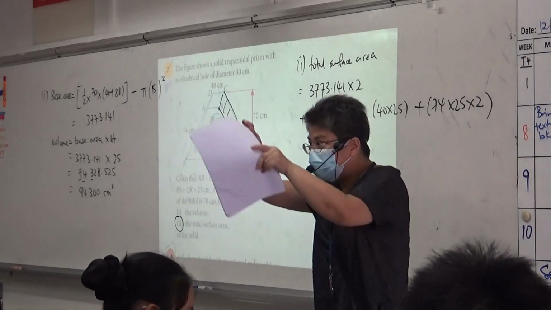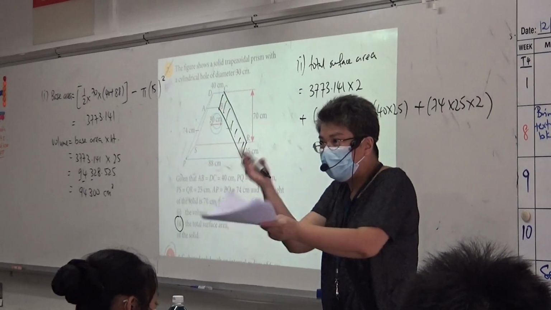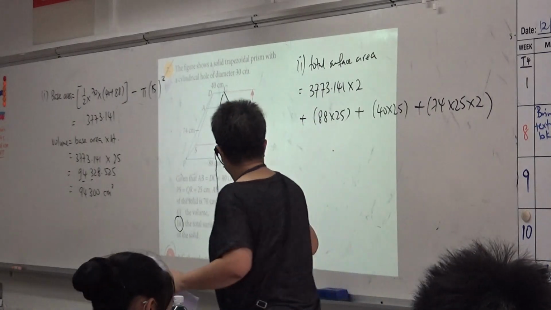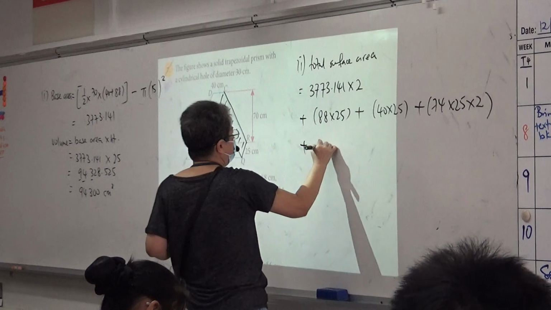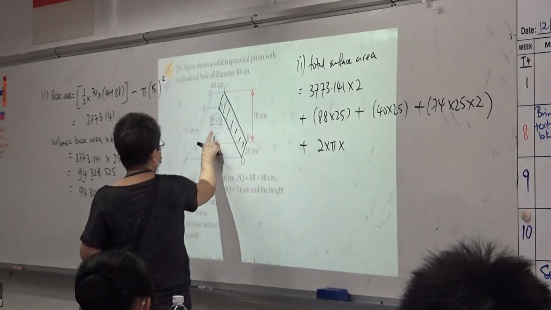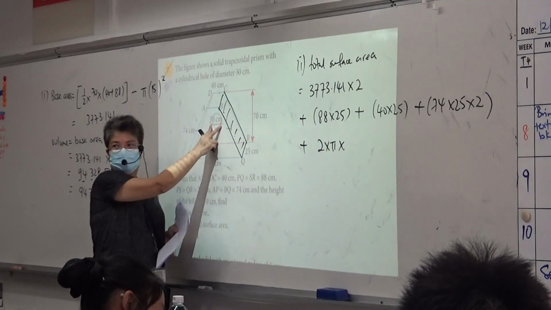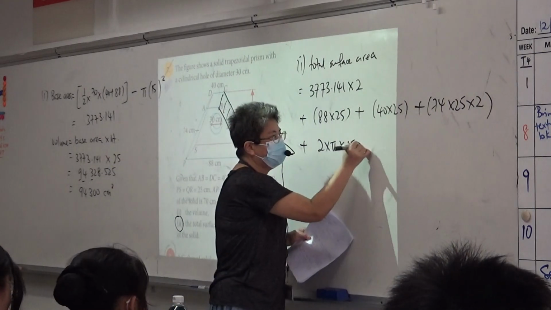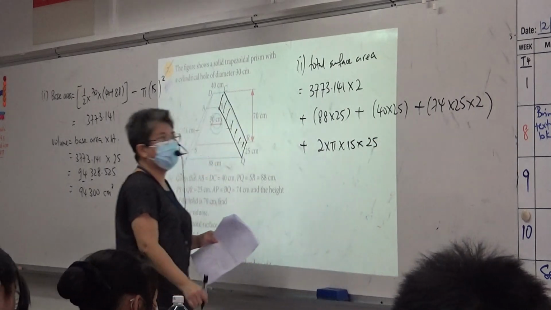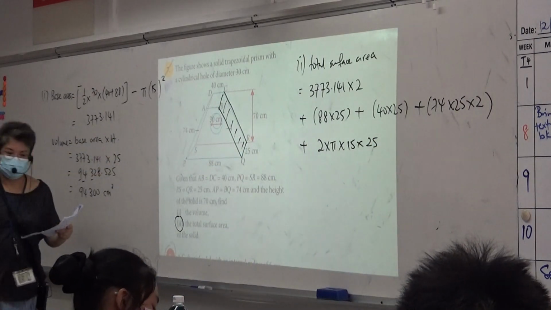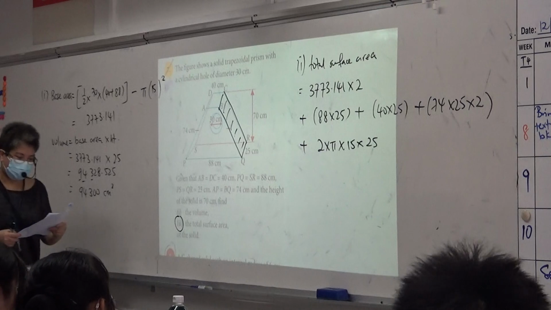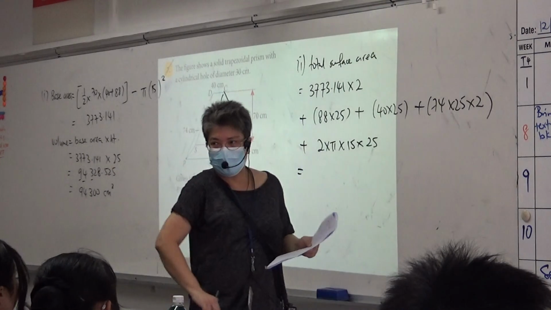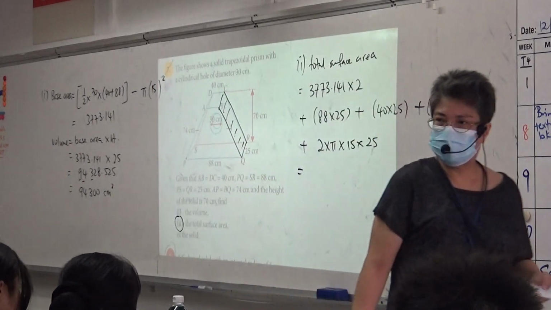Alright. There's one more face, huh? I said the whole thing you do, there's still the curved surface, alright? That is 2 pi r h, right? 2 pi r h. So I plus 2 pi r h. Now what's r here? 15, very good, times h, which is 25, right? The height of the cylinder is 25. Okay? Alright. I want to know this answer to 3 decimal places.